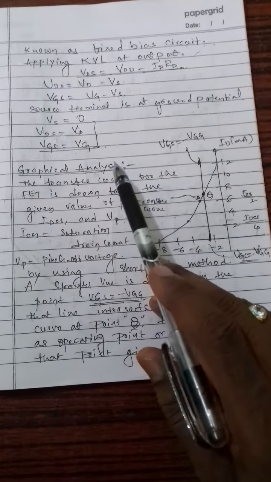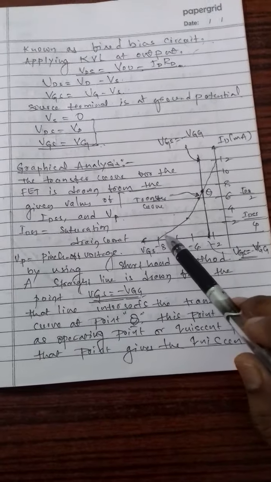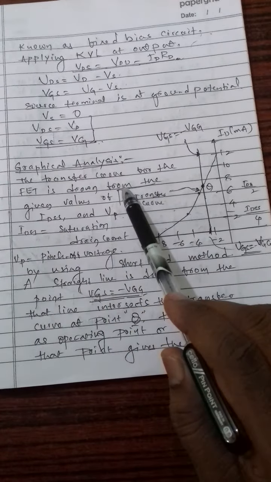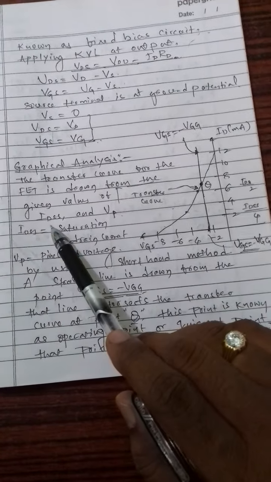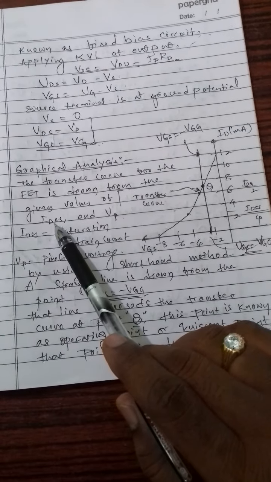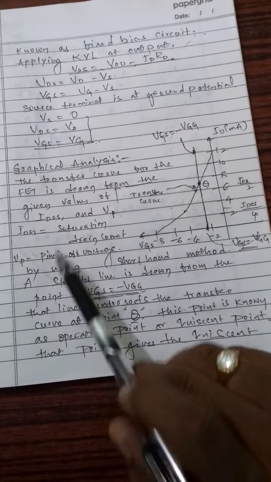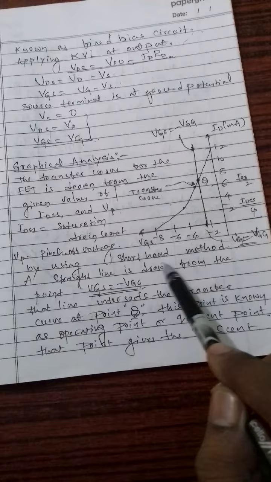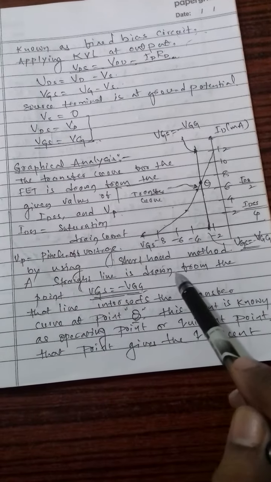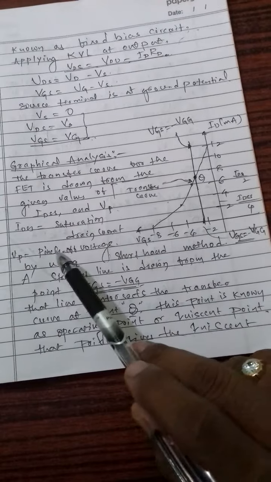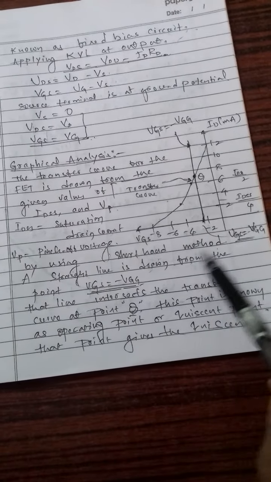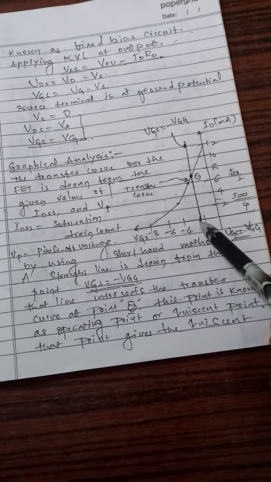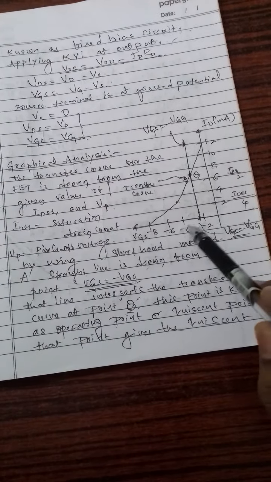The graphical analysis. How shall we analyze FETs graphically? Here the transfer curve for the FET is drawn from the given values of the saturation drain current IDSS and the pinch off voltage VP. By using the shorthand method, a straight line is drawn from the point VGS is equal to minus VGG.